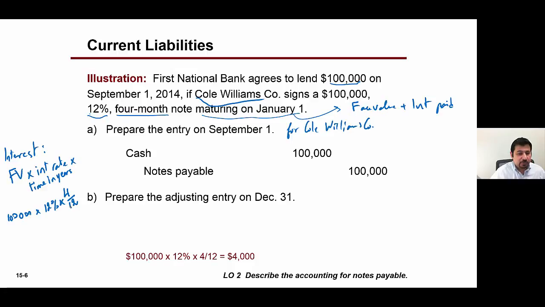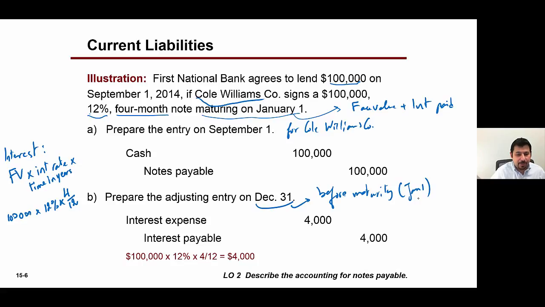We know now that interest expense will be 4,000, so the company will debit interest expense 4,000, but because the company will not pay it on December 31st, this is before maturity, which was on January 1st, the company will not pay it on that day. It will make an adjusting entry and it will debit interest expense and will credit interest payable 4,000. This is basically through the creation of a current liability.